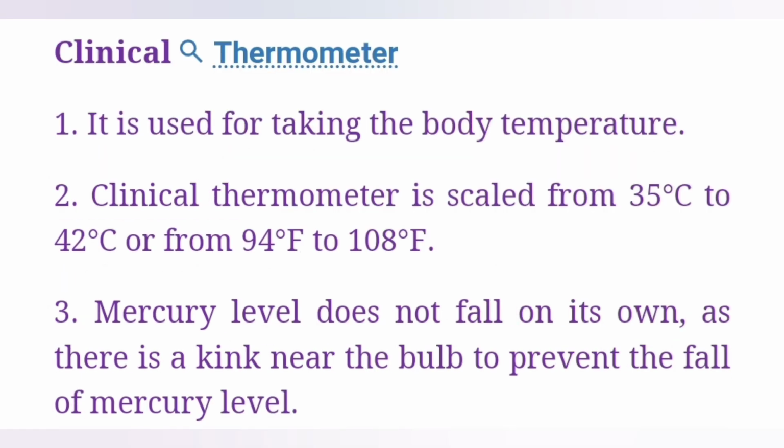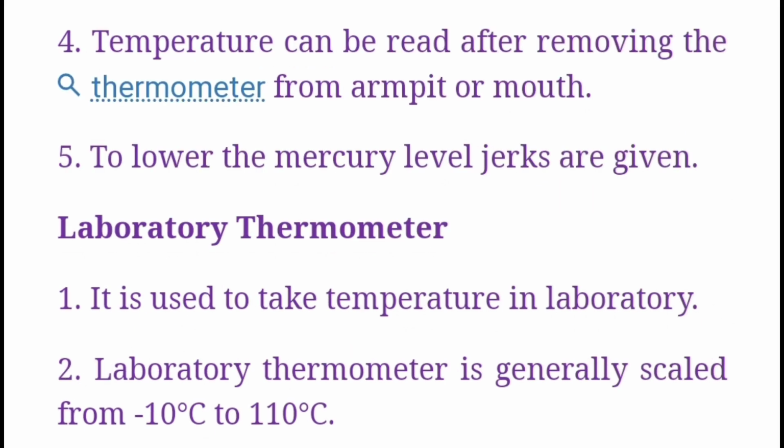First one, clinical thermometer. Write this differentiating. I have given the clinical thermometer first. First point, it is used for taking the body temperature. Second point, clinical thermometer is scaled from 35 degree Celsius to 42 degree Celsius or from 94 degree Fahrenheit to 108 degree Fahrenheit. Third point, a mercury level does not fall on its own as there is a kink near the bulb to prevent the fall of mercury level. Fourth point, temperature can be read after removing the thermometer from armpit or mouth. Fifth point, to lower the mercury level, jerks are given.